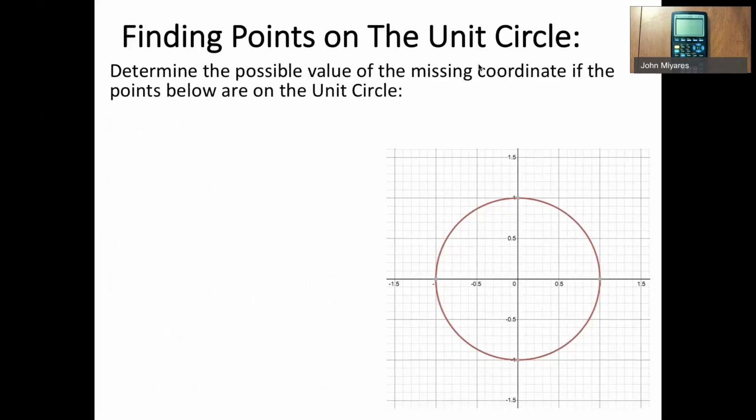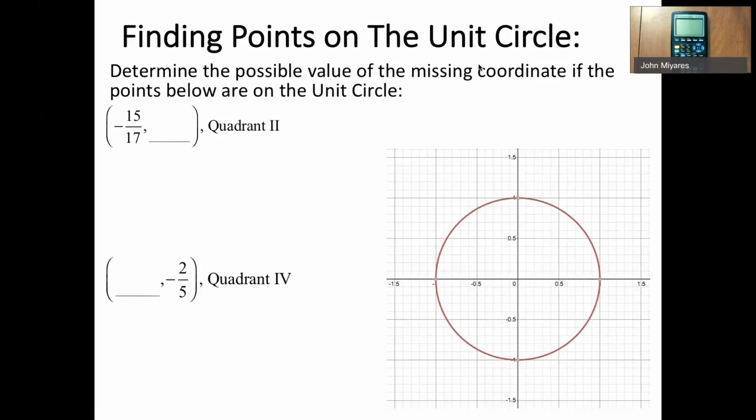Now let's try something a little bit different. Suppose you are told that a given point is on the unit circle and you are given one of the coordinates, but not both of them, and you want to find out what the other coordinate of that point should be. Here are a couple of examples you should try on your own.